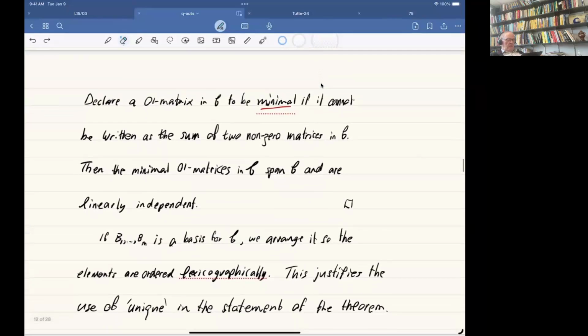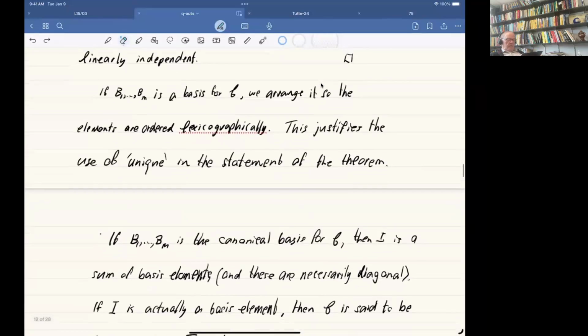So I believe I've written out what I've just said. I'm not going to go through it now.